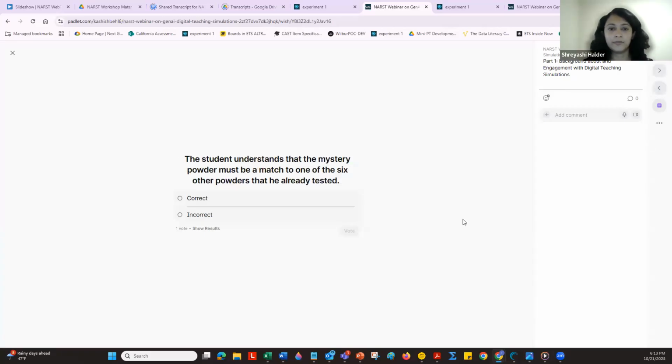You can get the link here. So for the first question, the profile we built for this scale up is not like a standard 5th grade student's profile with a very good understanding. This profile has some understanding and also a level of misunderstanding. The first question is: the student understands that the mystery powder must be a match to one of the 6 other powders that he already tested. Is that correct or incorrect?